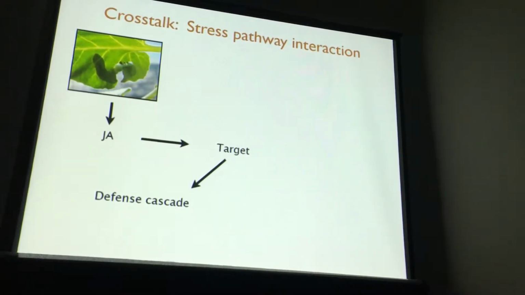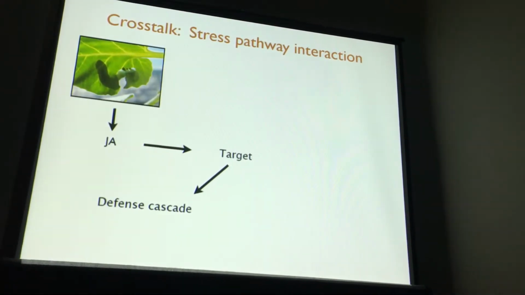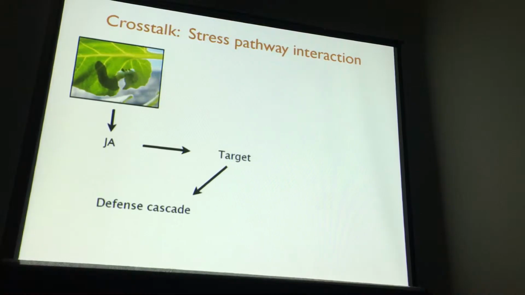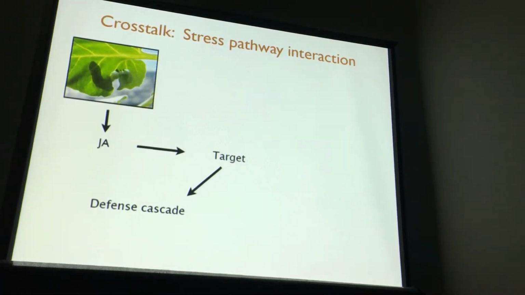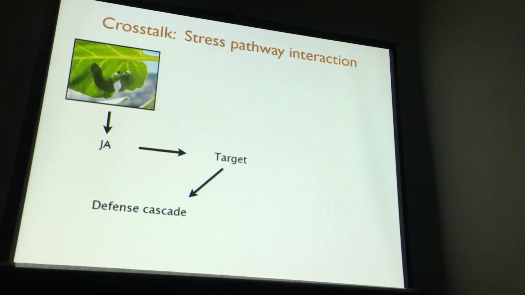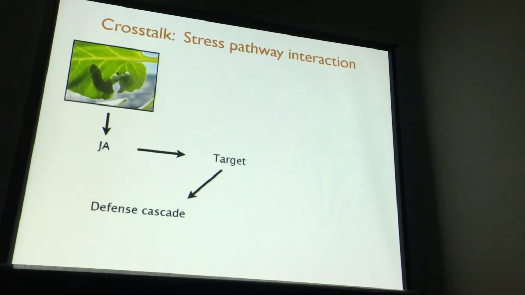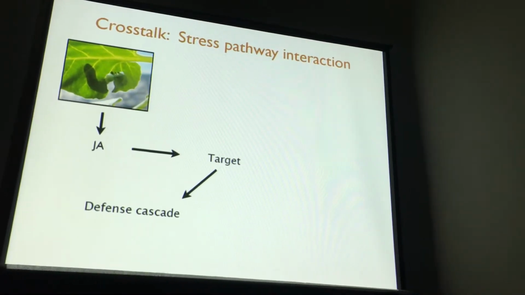So plants are sessile, they can't move, so they have to integrate their responses to environmental conditions that happen to them. One of the ways that they do that is through stress pathway interactions. So here we have a herbivore feeding on a leaf that elicits a signaling molecule, jasmonic acid, that has some downstream target that induces a defense cascade.